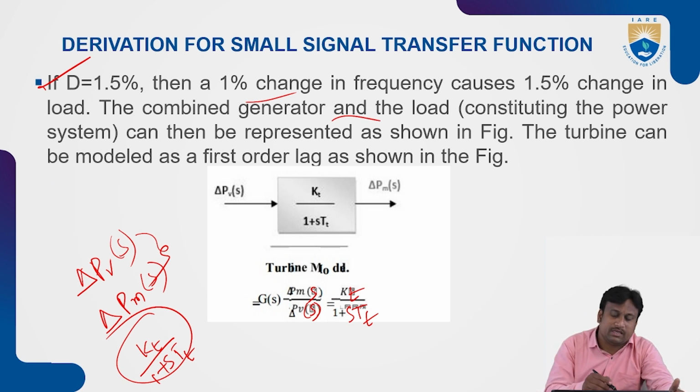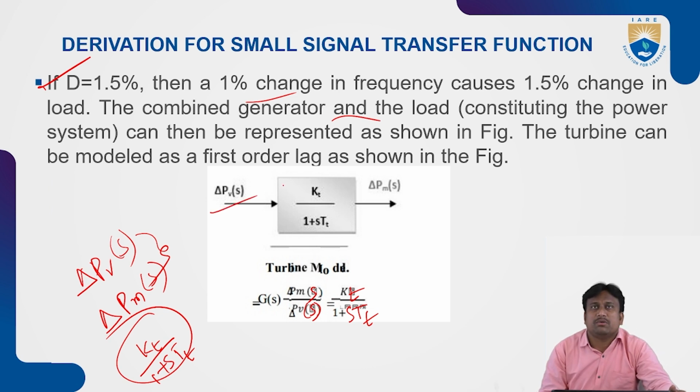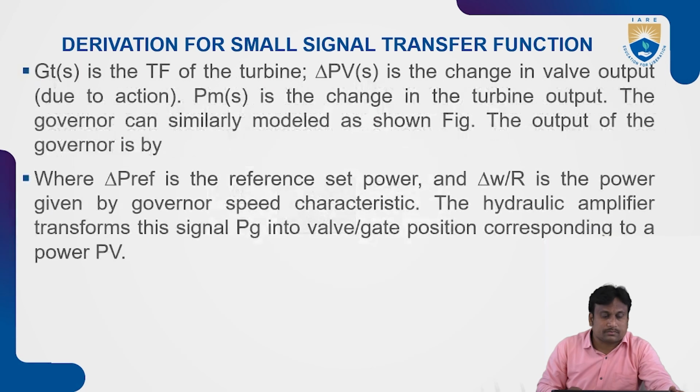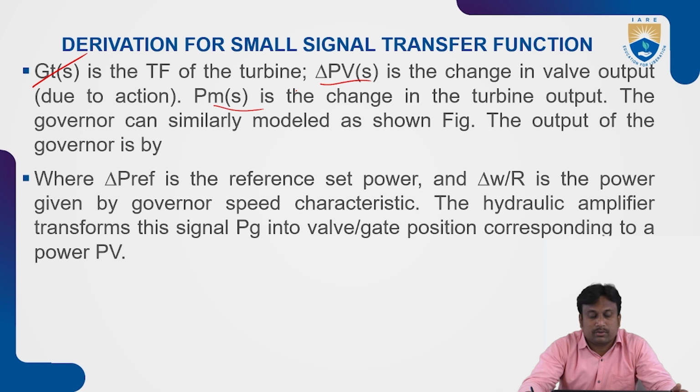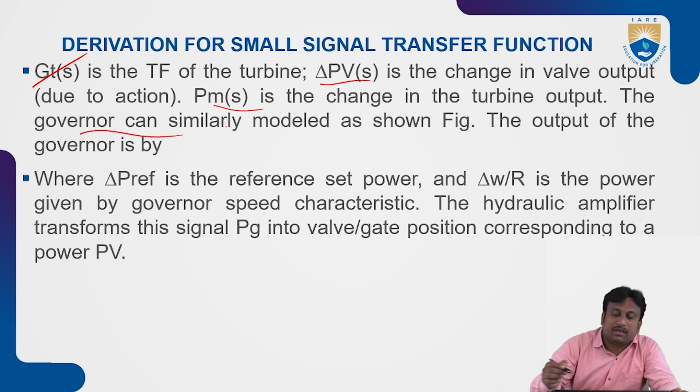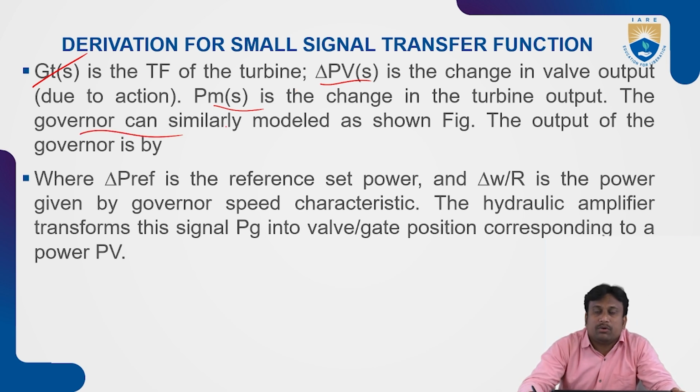So based on the basic turbine model's representing variables, the turbine is going to operate. Here GT of S is the transfer function of the turbine, and delta PV of S is the change in valve output. Due to this action, delta PM of S is the change in the turbine output. So then the governor can easily be modeled according to the given diagram.